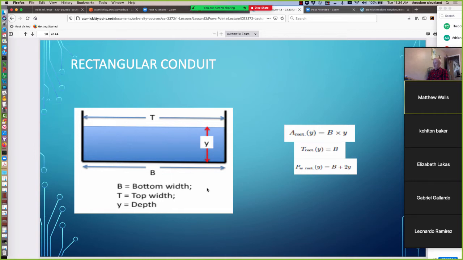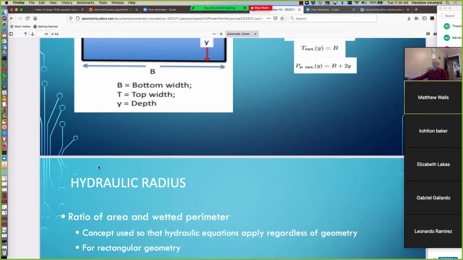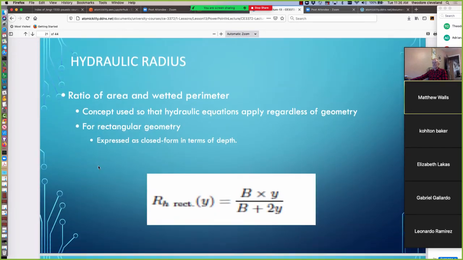The top width is the constant b, and then the wetted perimeter is the length of the water-solid contact. So we have b units of length right here along the bottom, and we have 1 unit of y on this side and 1 unit of y on that side. When we add all those up together, the wetted perimeter is equal to the sum of the bottom width and twice the depth. So those hydraulic variables are fairly easy to compute and understand.